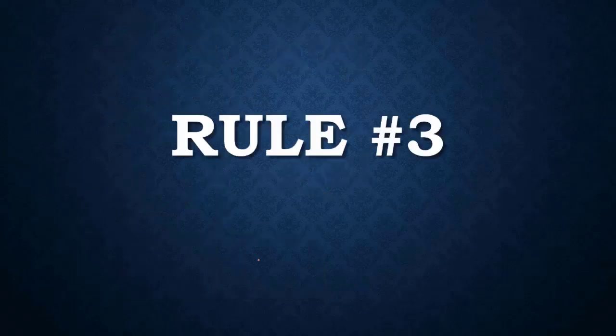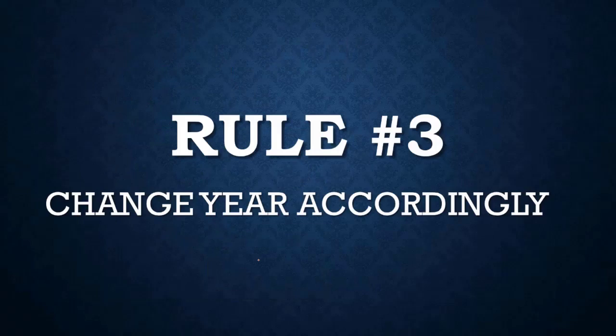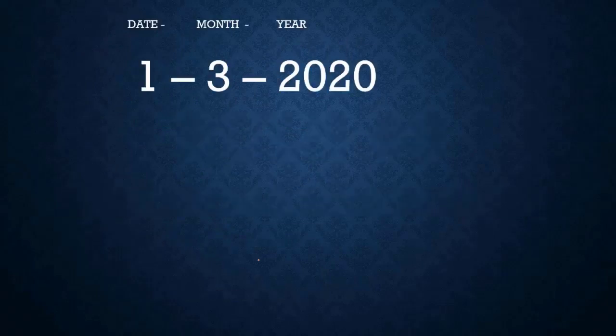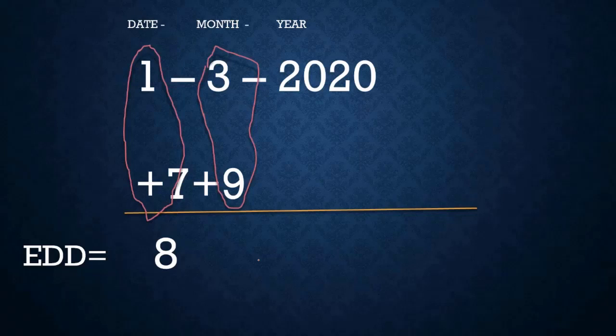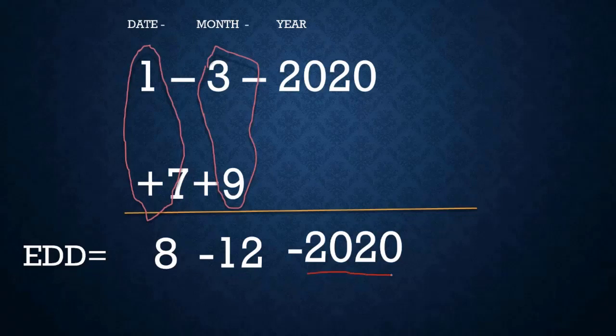Rule number 3, we have done it already. That is, change the year accordingly if required. For example, if the LMP of a pregnant lady is 1st March 2020 and we have to add 7 days in date and 9 months in month, then what will be the EDD? It will be 8 December 2020. Here we will not change the year because it is not required, because December lies in the same year. So there is no requirement. But when it is required, we will change.